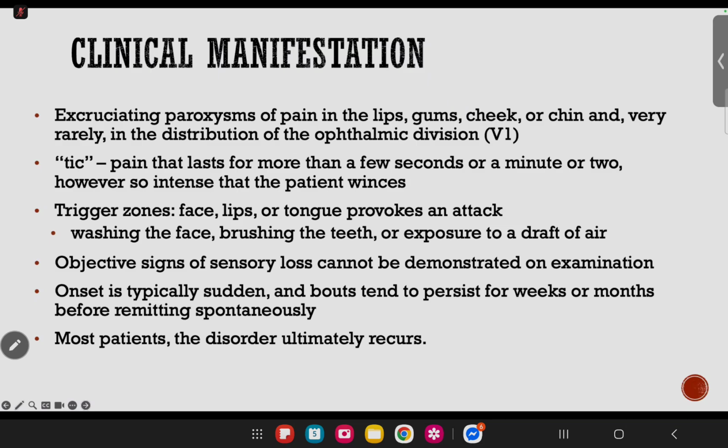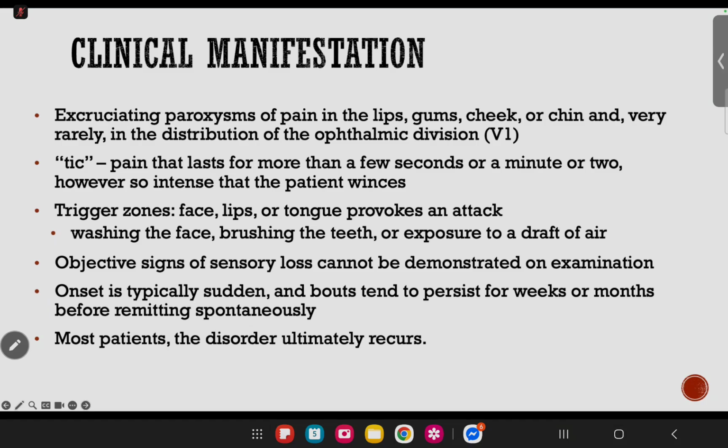The paroxysms, experienced as single jabs or clusters, tend to recur frequently, both day and night, for several weeks at a time. There are trigger zones, typically on the face, lips, or tongue, that provoke attacks, such as tactile stimuli like washing the face, brushing the teeth, or exposure to draft air, which generate excruciating pain.